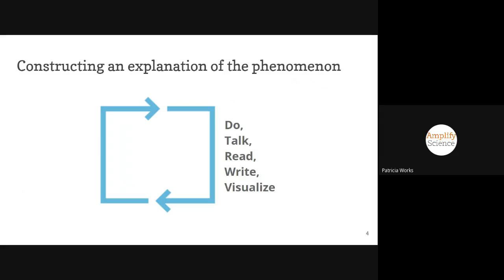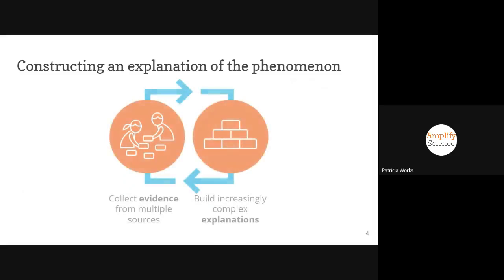As they work through the 5 chapters, they gather evidence from multiple sources by doing, talking, reading, writing, and visualizing. Their explanations become more complex over time as they figure out how water is distributed within the hydrosphere and how water moves between the hydrosphere and the atmosphere to cause rain. They'll learn how the geosphere can interact with the hydrosphere and atmosphere to create patterns of rain, and how life forms in the biosphere depend on the hydrosphere.